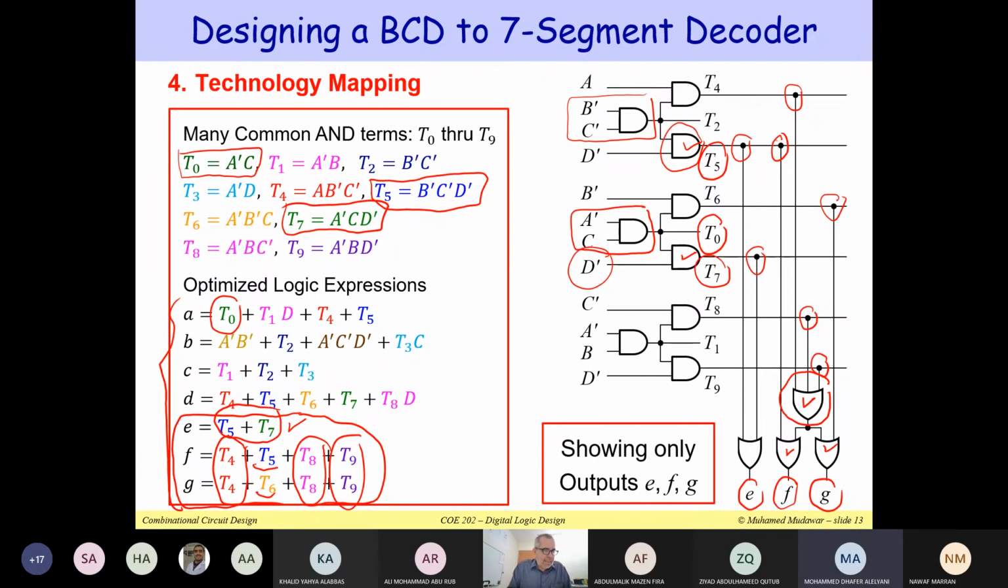Well, first find those which are identical, and once you find those which are identical, for example, in F and G, you can see that T4 is identical, T8 is identical, T9 are identical. So these are very clear.